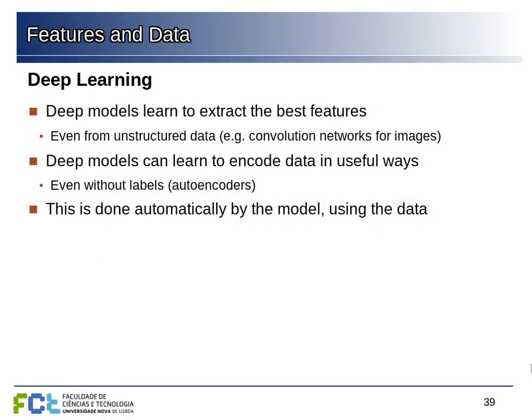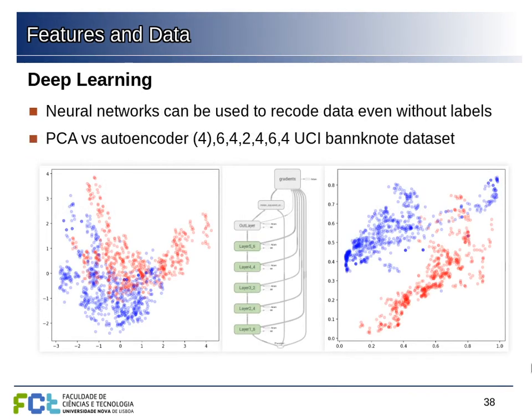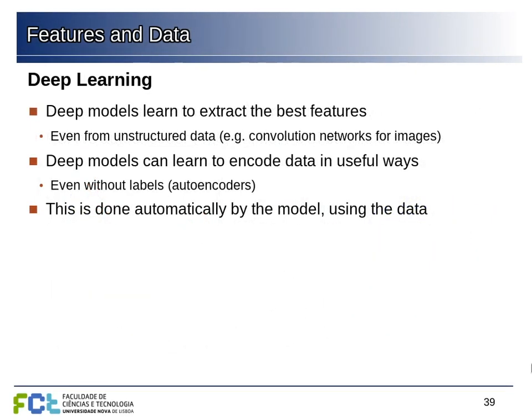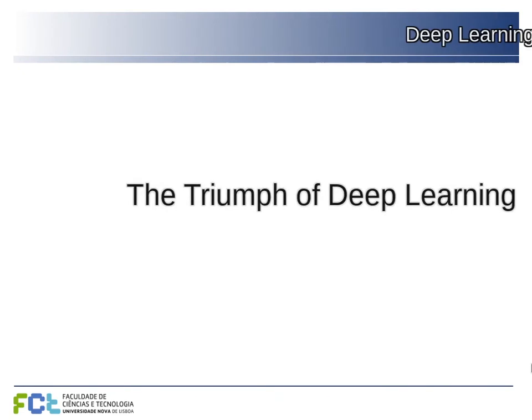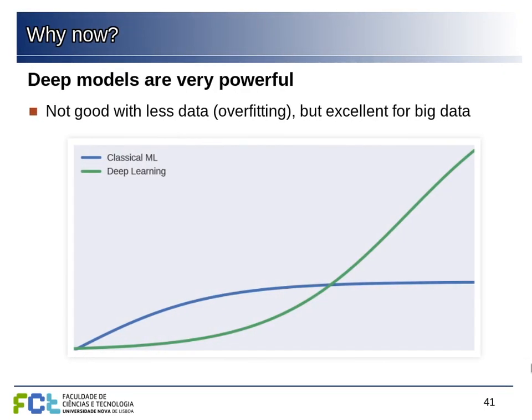So basically we can do lots of things even without labels, because note that this does not need labeled data since the output is the same as the input. This is using neural networks for unsupervised learning. We don't need additional labels. And we can do this automatically by having the model learn how to transform the data.